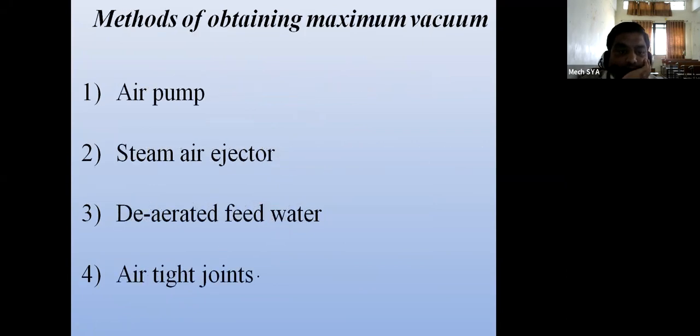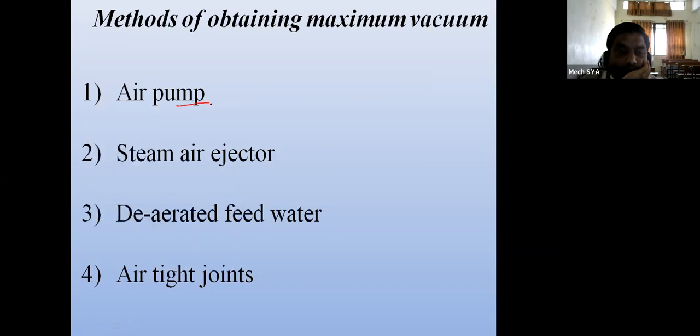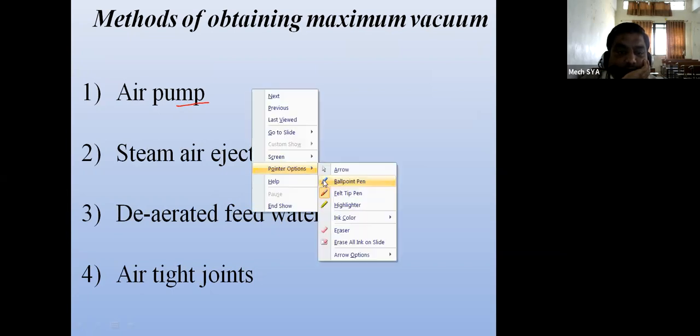And methods for obtaining maximum vacuum: we use an air pump to remove the air from the condenser, and steam air ejectors are also used to remove the air from the condenser.